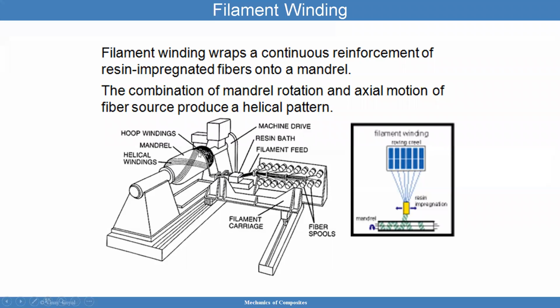And that fiber can now be put in at a 90-degree angle, which is hoop. It can go at 30 degrees, which is what you see there. We call that a helical angle. It could go 50 degrees, 60 degrees, and so forth. So the combination of the mandrel rotation and the actual motion of the fiber source produces the helical pattern. That's how that works. And that allows you to actually be very creative with your designs.